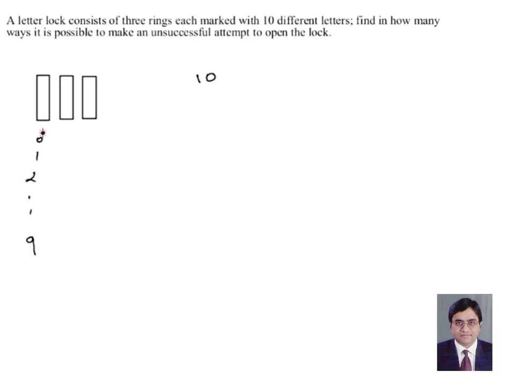In total choices, 10 choices, 10 choices, 10 choices. They are independent choices, so multiply. And out of the total choices, there can be only one right. Only one is right. Any questions? Let me know.